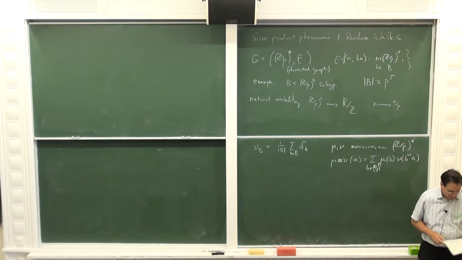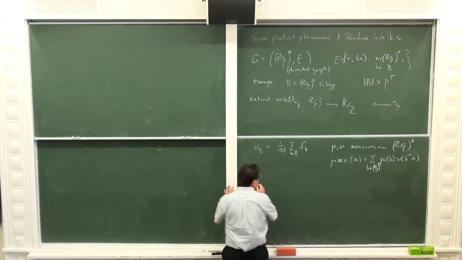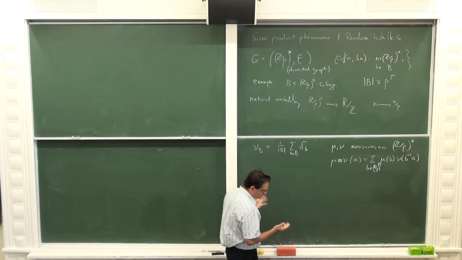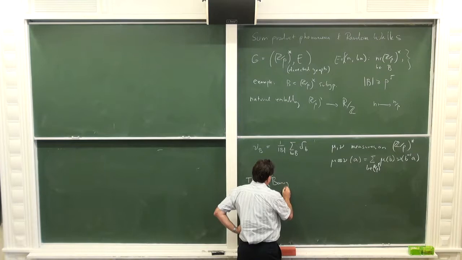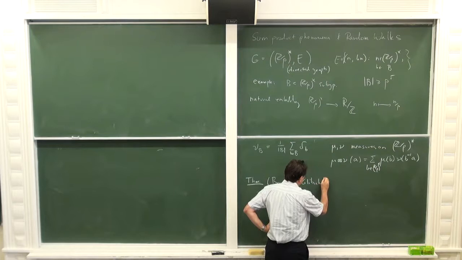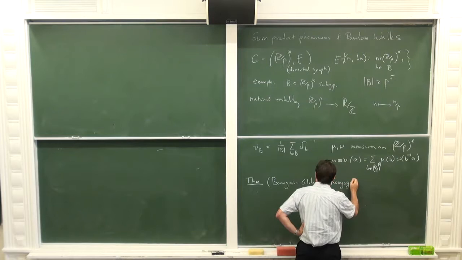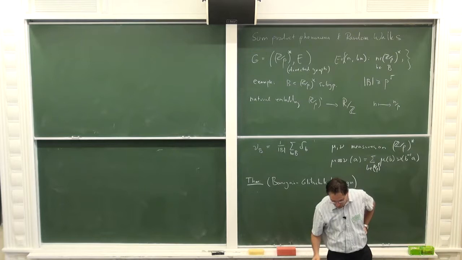Okay. So the theorem I would like to present, which is a beautiful and deep theorem by Bourgain, Glibichuk and Konyagin. Possibly this might be a bit more general than the version in the original Bourgain-Glibichuk-Konyagin paper.